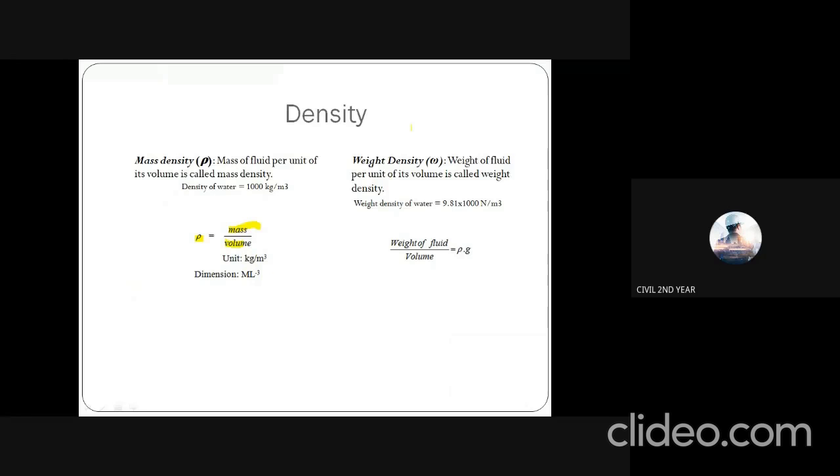Whereas in terms of weight density, we are simply converting kg into Newton by multiplying by 9.81. So the weight of fluid per unit of its volume is called weight density. We multiply 9.81 into 1000, which converts to Newton per meter cube. The formula is weight of fluid divided by volume, whereas mass density is mass by volume. Here we simply multiply by G, the acceleration due to gravity, 9.81.